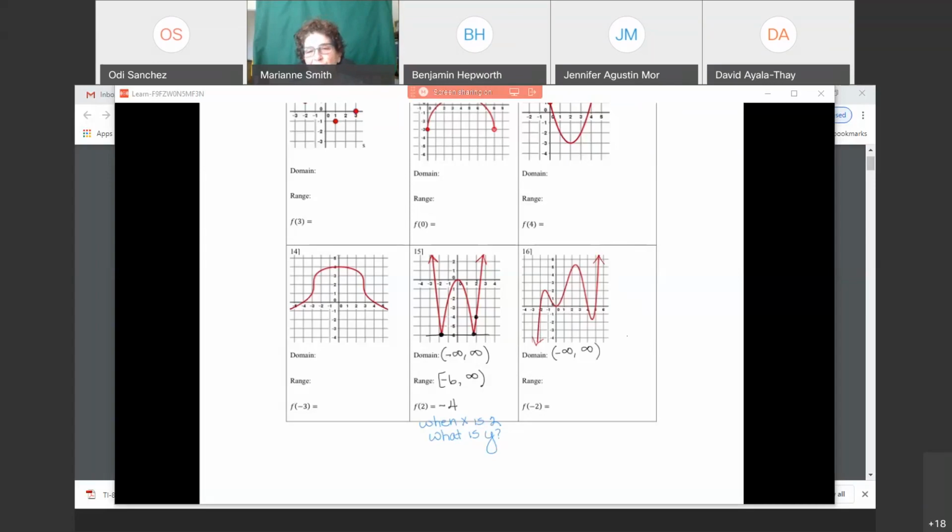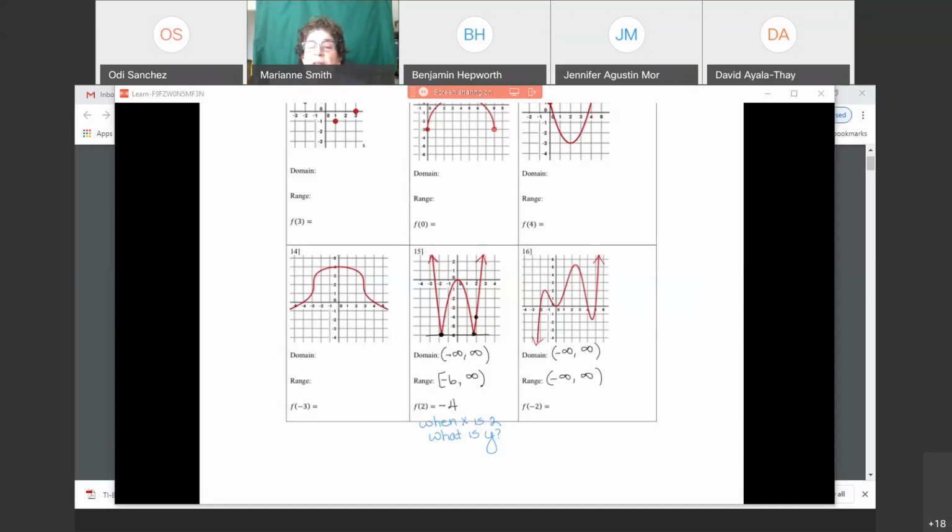Let's try range. Now remember, range is y values. What do you think about that? Is there a lowest y value? Is there a highest y value? Okay, good job. This also has a range of negative to positive infinity, because the arrowheads are going in opposite directions.